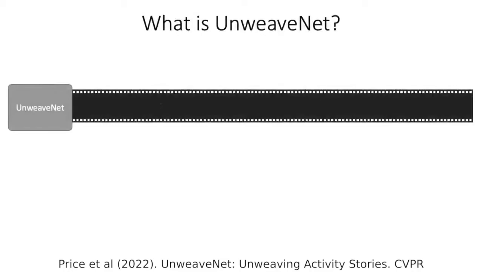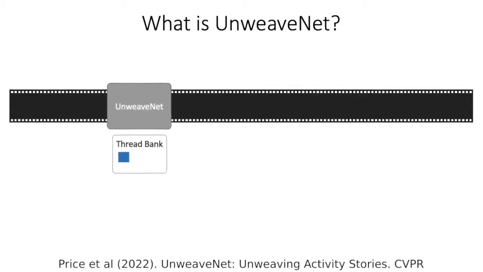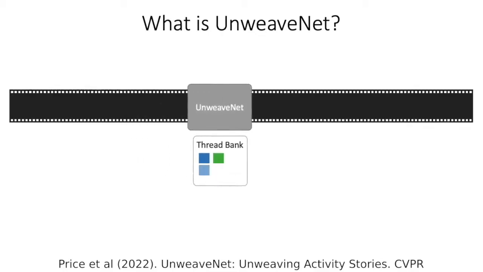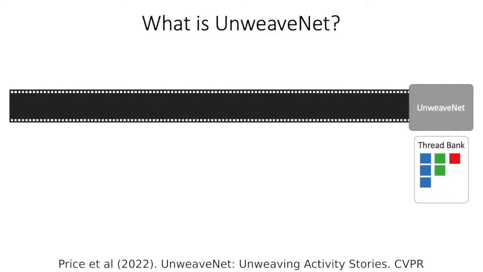We propose a new representation of video that is produced by a model called UnweaveNet. The thread bank represents the video seen by UnweaveNet so far and explicitly models the past activity threads. UnweaveNet scans the video from beginning to end, processing the video one clip at a time. At each point, it determines whether the last clip belongs to an existing thread or is the beginning of a new one. Having made this decision, UnweaveNet then updates its thread bank.